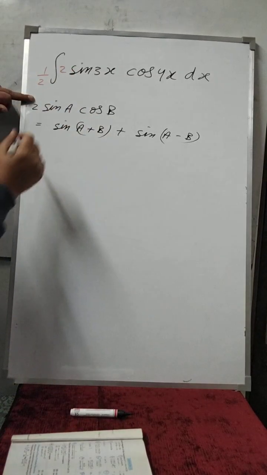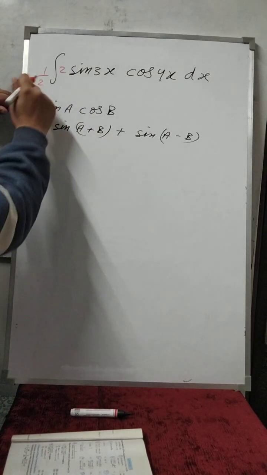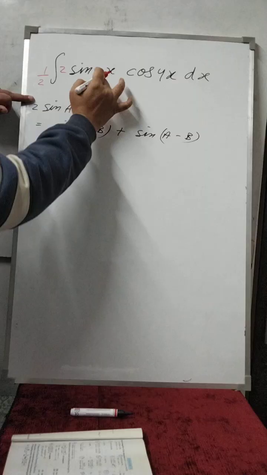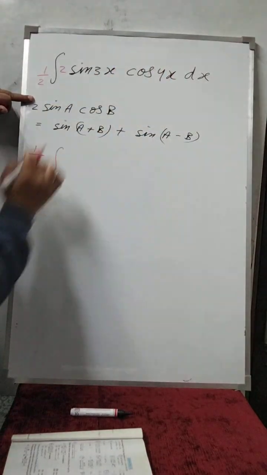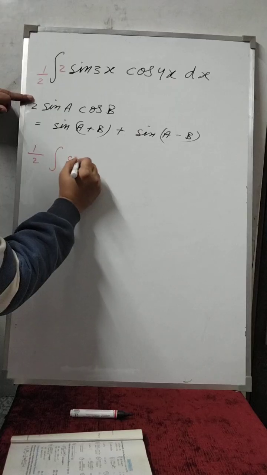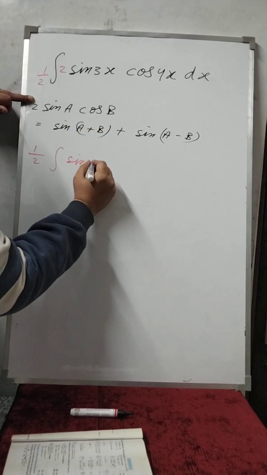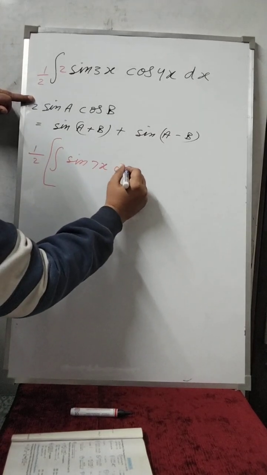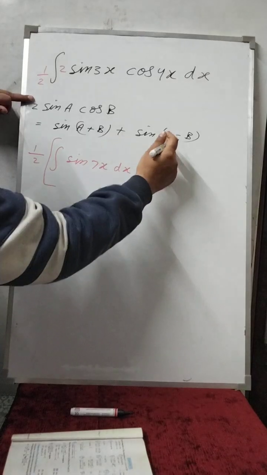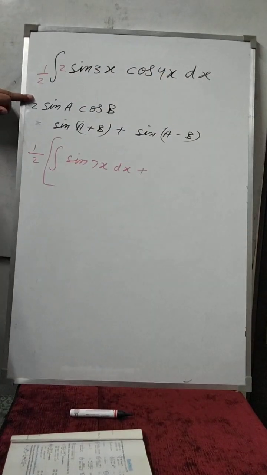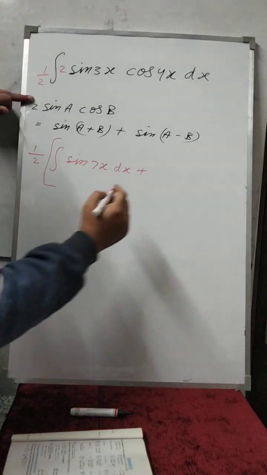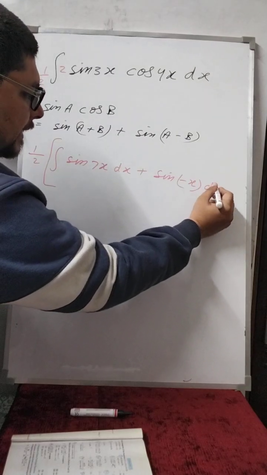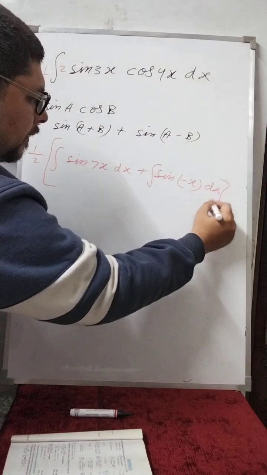Applying this formula here, I will get half as it is, integration of sin(A plus B). What is A? 3x. What is B? 4x. So sin(3x plus 4x) will become sin 7x dx, plus sin(A minus B), 3x minus 4x, will become sin of minus x dx. Okay, any doubt?